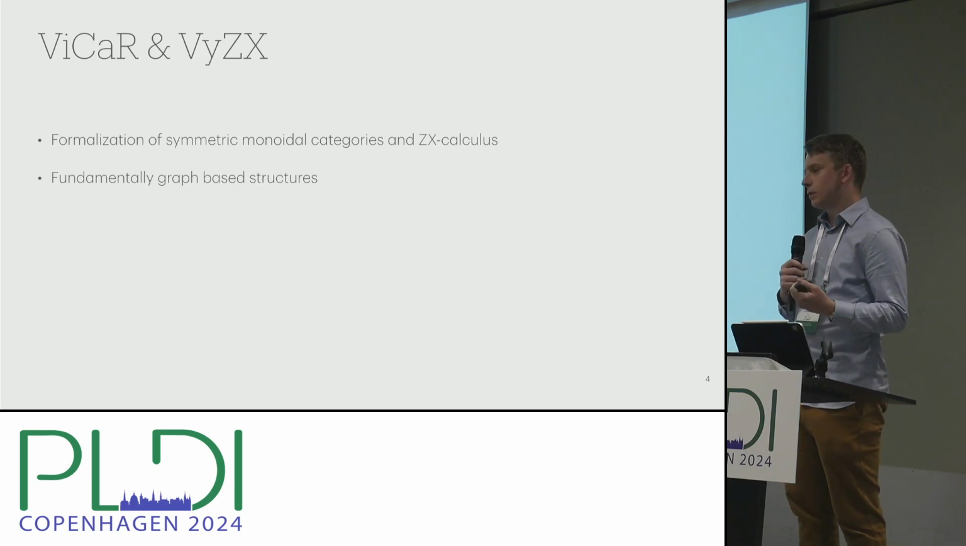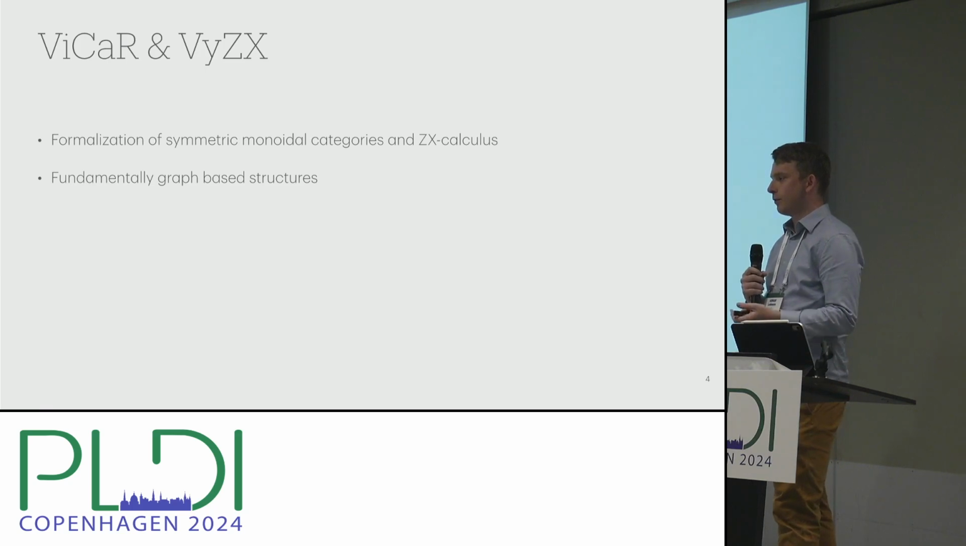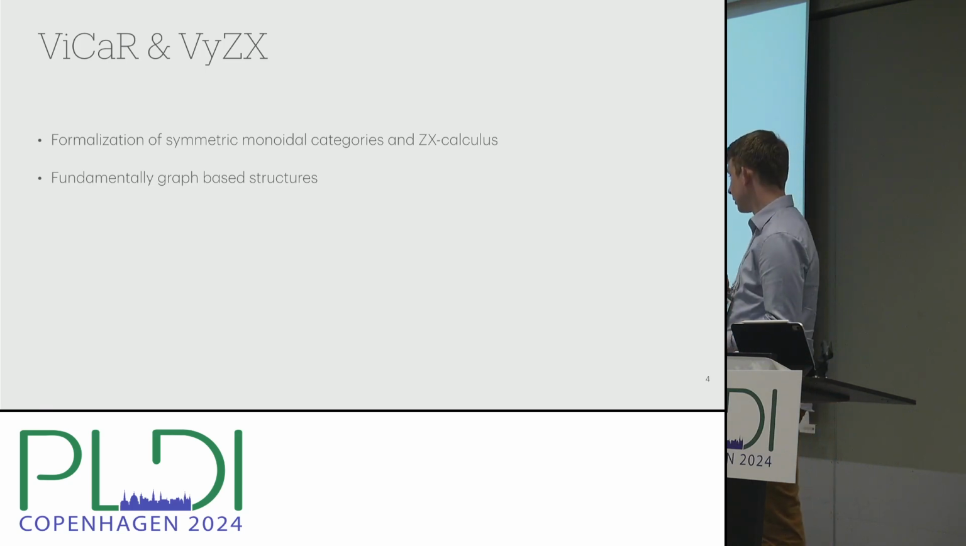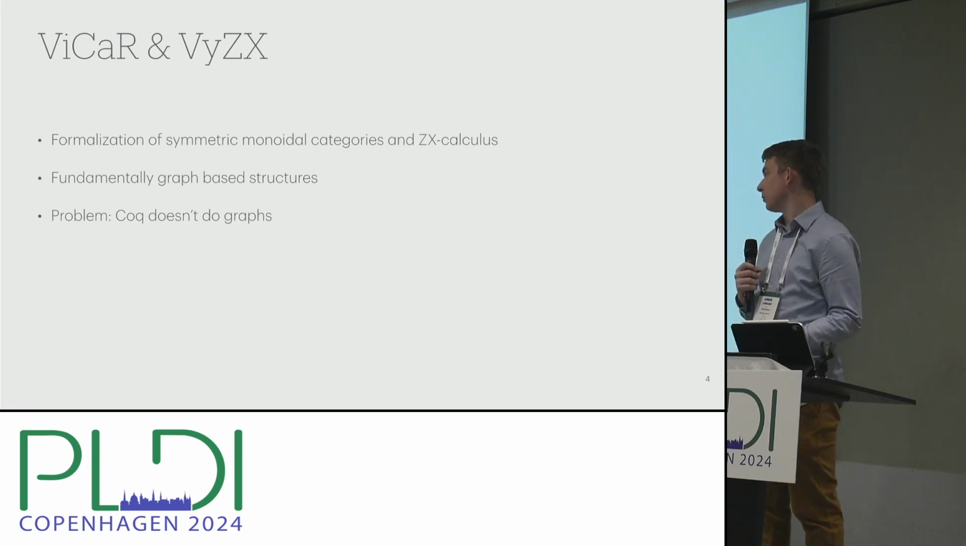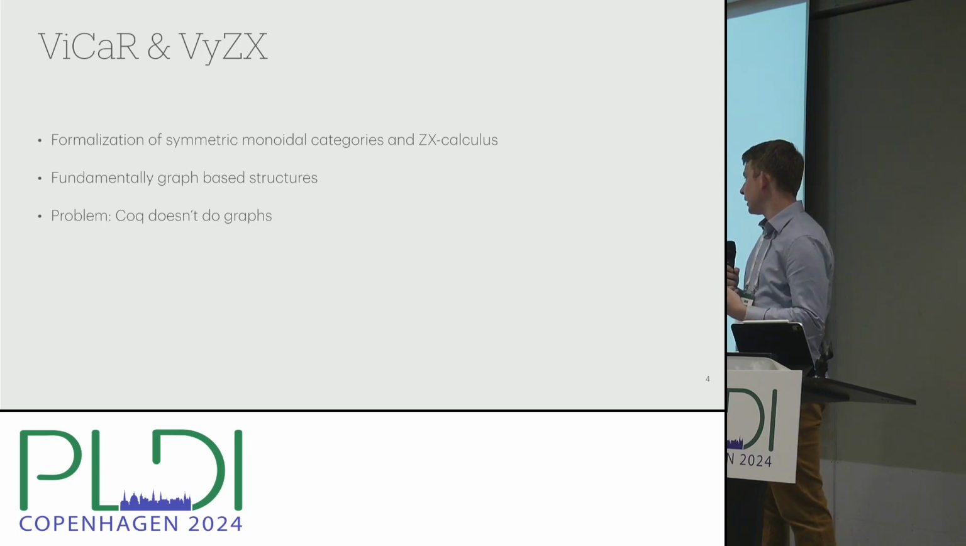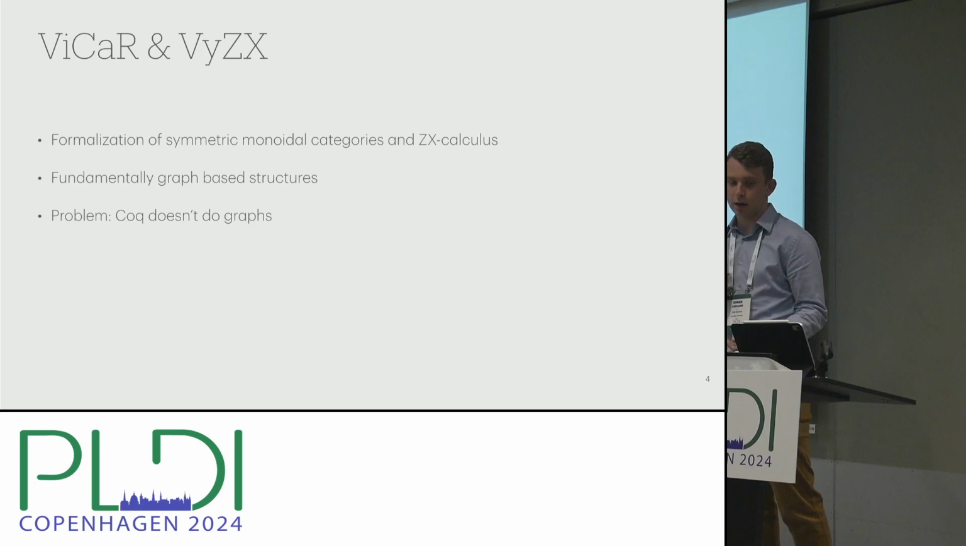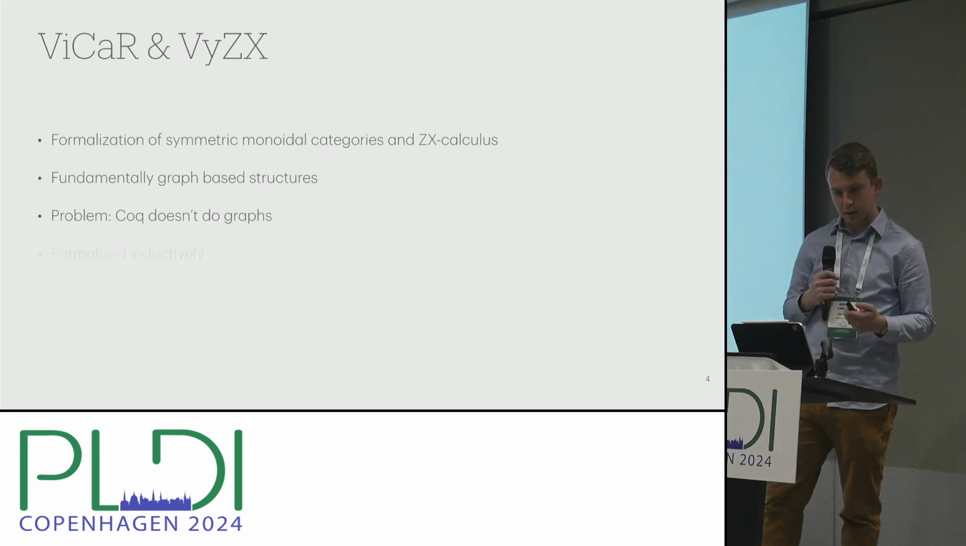But what we need to take away from these libraries is that they fundamentally work on graph-like structures. The problem being, Coq doesn't really do graphs. There have been proofs about graph theory in Coq, but usually those work on axiom-based graphs, whereas we want actual semantic elements that are graphically encoded, and that turns out to be very hard.